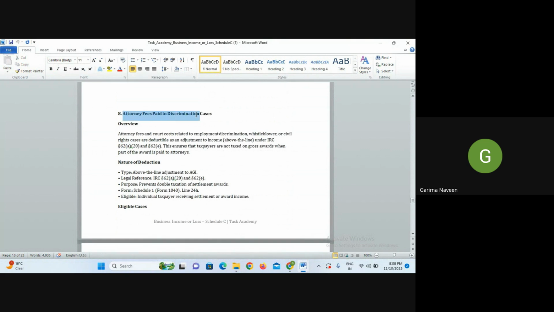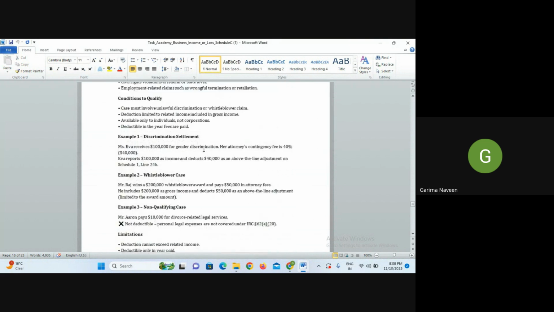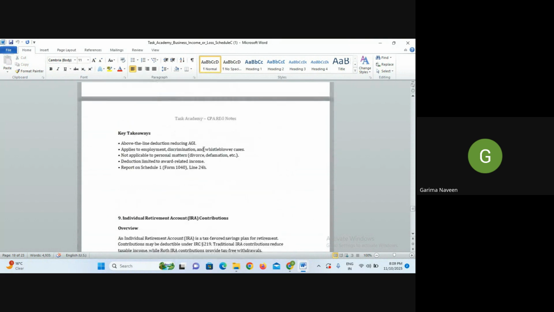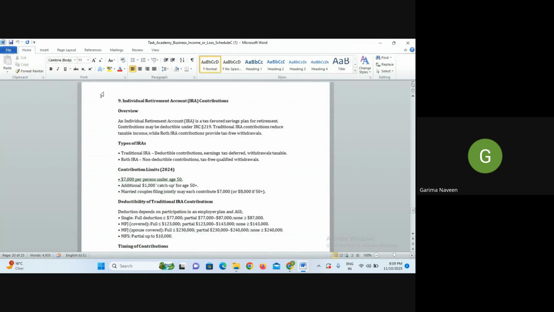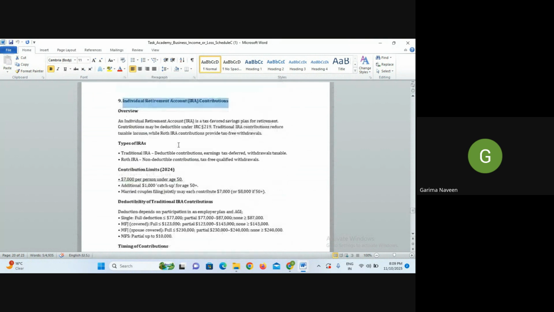Attorney fees paid in discrimination cases. So if you are paying any attorney fees, you can take the deduction in your form 1040. So now today we discussed IRA in detail. So what is IRA, and what are their different types and their contribution limits?